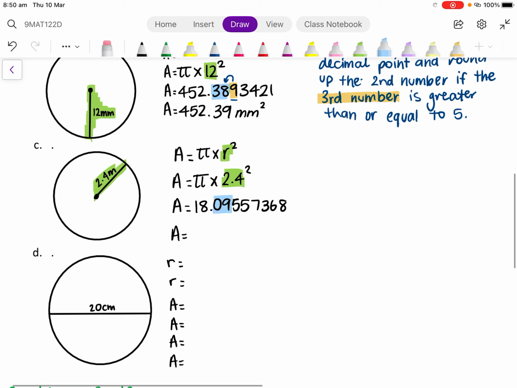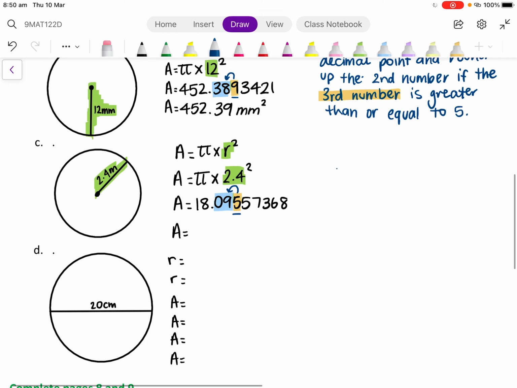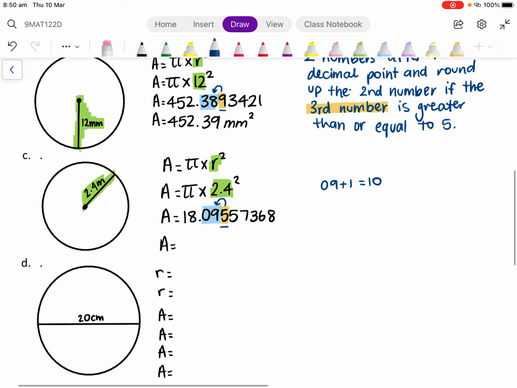Then to round to 2 decimal places, we look at our two numbers after our decimal place, which is our 0 and our 9. We then look at our third number after our decimal place, and if it's greater than or equal to 5, we add 1 to the previous number, which this is. So we want to add 1 to 0.9. Adding 1 to 0.9 gives us 1.0. So we write 18.10 as our answer. Our units are in metres, and we have to square them.